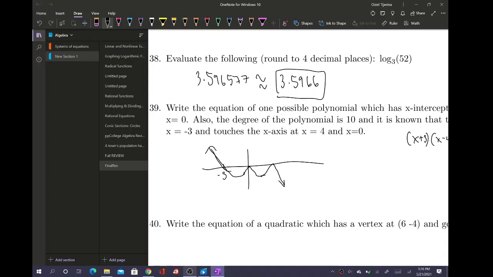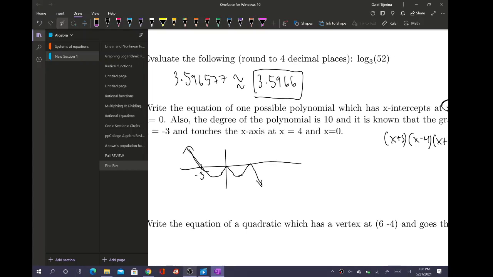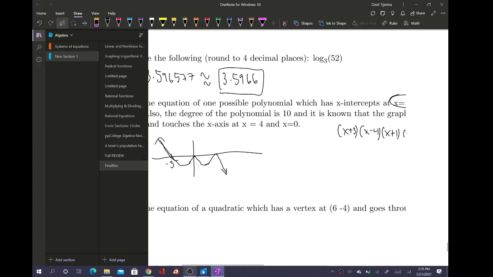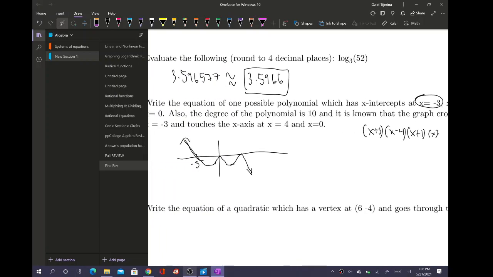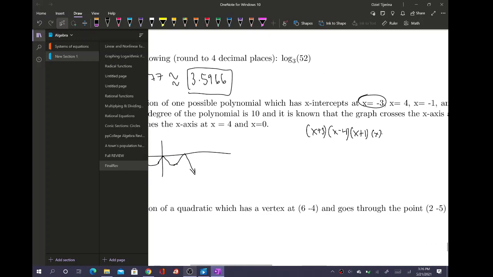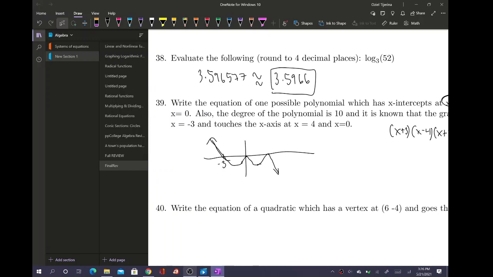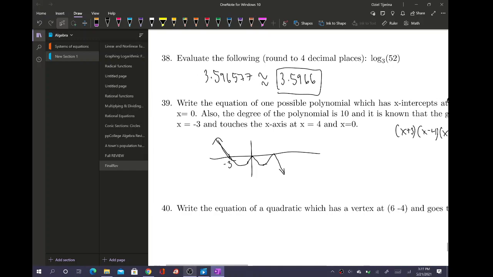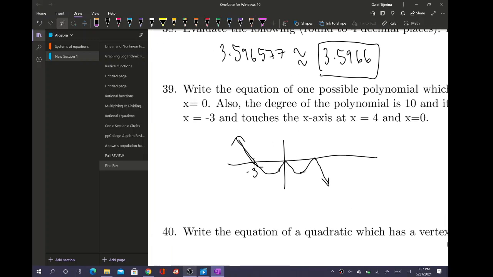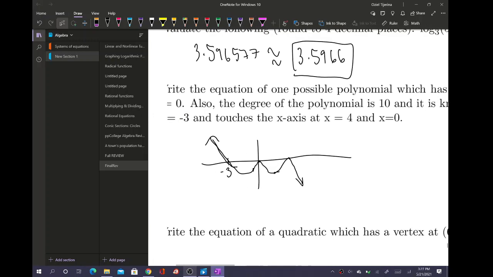Now, it does not tell us whether or not this polynomial is positive or negative. It doesn't tell us that, but it does tell us that it's of degree 10, and that it touches the axes at these points. It's saying that it touches the x-axis at x equals 4, and this is 0.